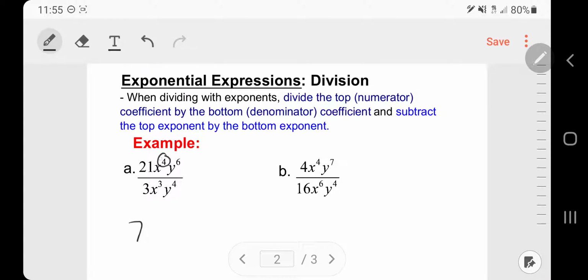And then I'm subtracting the bottom exponents from the top exponents. So 4 minus 3 is going to give me x to the 1st, or I could just put x. And y to the 6th over y to the 4th, 6 minus 4 is going to give me 2. Again, it's important to make sure you do them in the right order. It's always the top divided by the bottom and the top minus the bottom.